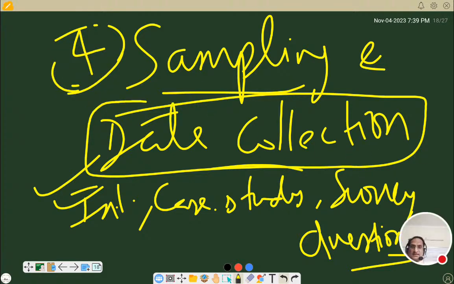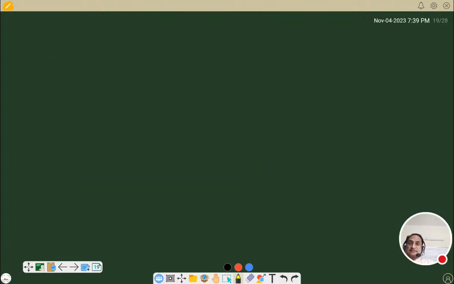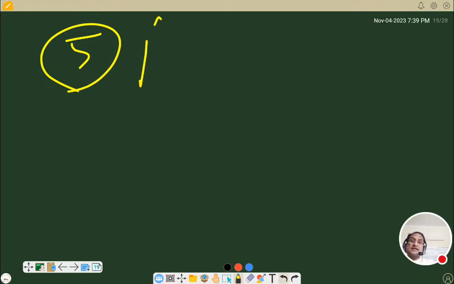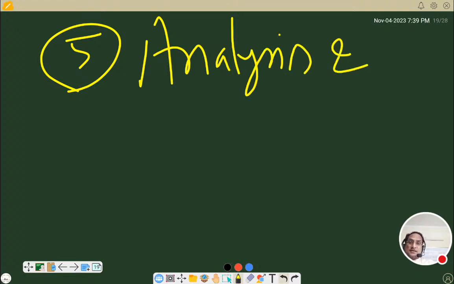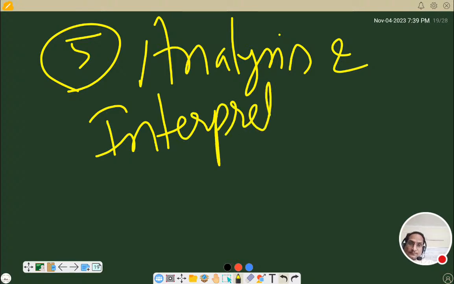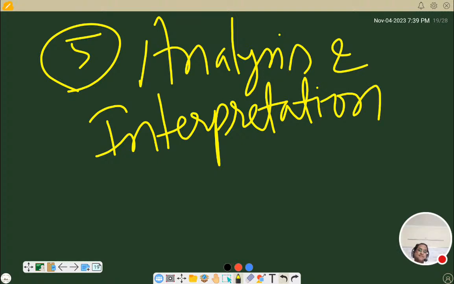That is done. This is the 4th step, sampling and data collection done. After that, what will happen? The 5th step, which makes everybody fear psychology, or which makes everybody fear the statistics, analysis and interpretation. That is the next step. Analysis and interpretation. In that, the statistical analysis will be done.